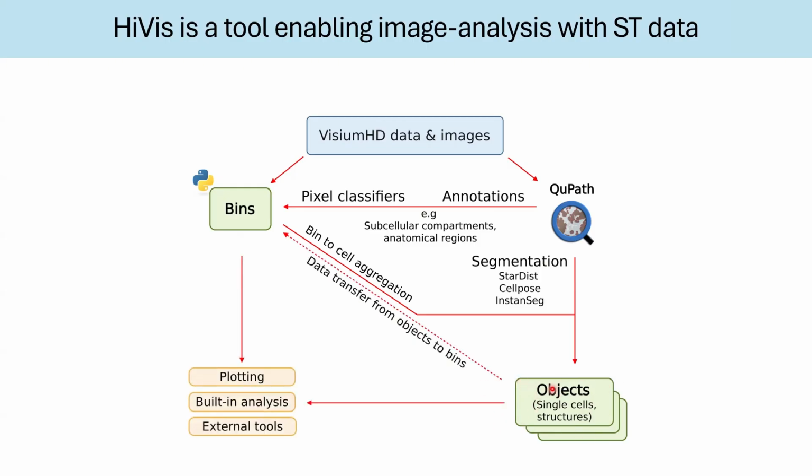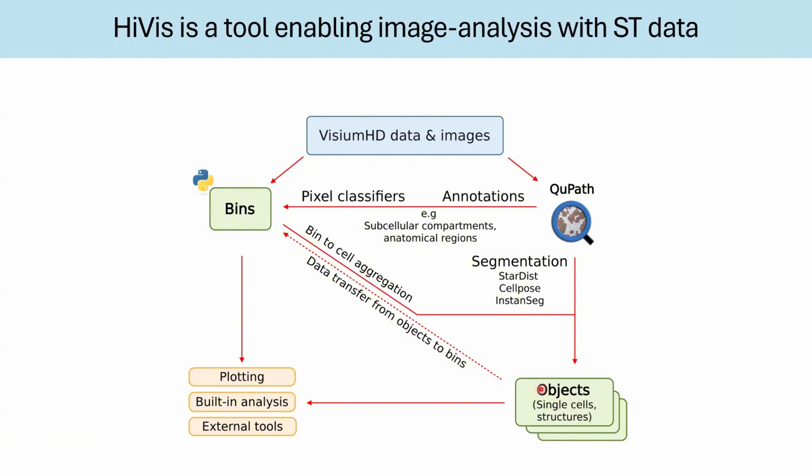And then we can pass information from those layers back into the bin level analysis. So for example, if I have a bin that is sitting inside the tumor, the bin itself is now classified as a tumor bin. So now when I work on single cells, I can know if the cell is inside the tumor and so on. So this is a very important point, where you can transfer data between those two layers.